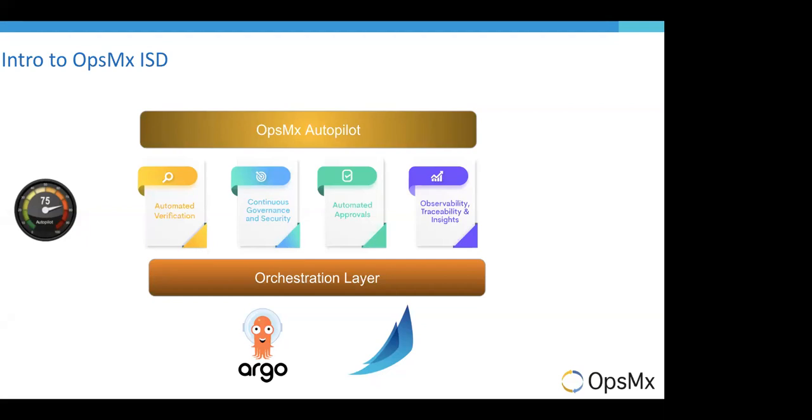Autopilot analyzes the risk of all changes at every stage in software delivery and ensures only quality software is released to production. Autopilot eliminates risks and vulnerabilities by implementing security checks and enforcing SDLC policies. So you can have OPA policies that can be enforced in the delivery pipelines.